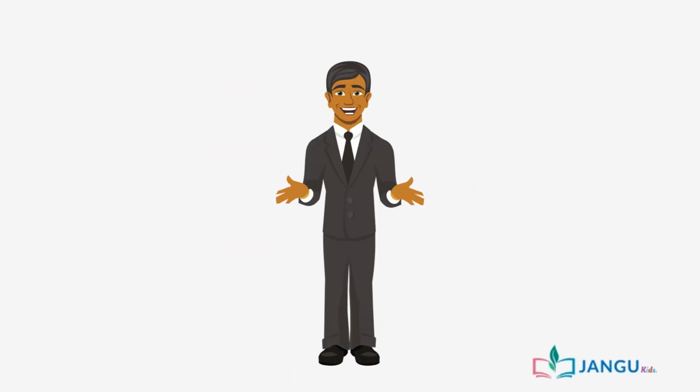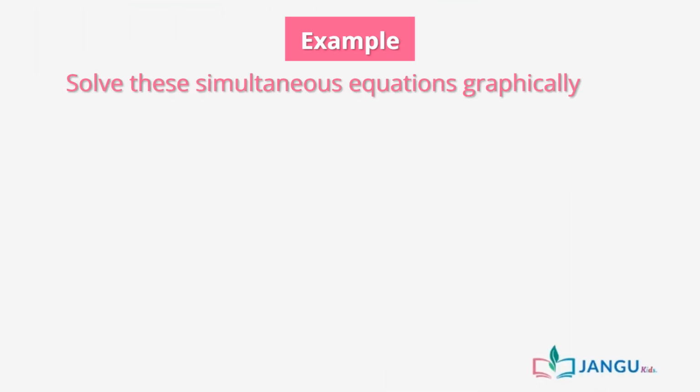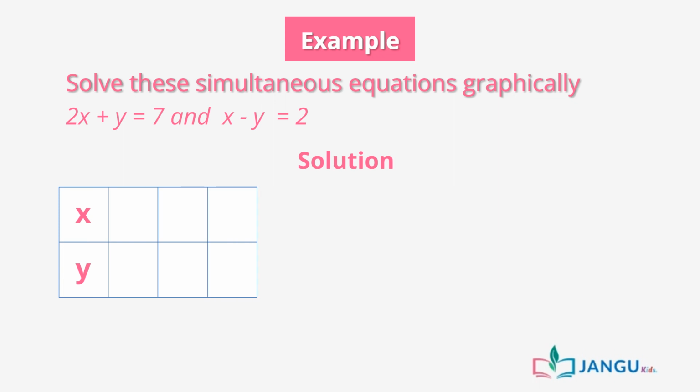Alright, let's dive into some examples. Solve these simultaneous equations graphically. 2x plus y is equal to 7 and x minus y is equal to 2. The first thing that we need to do is construct a table to find solutions for y and x in both equations, then plot a graph for the equations.